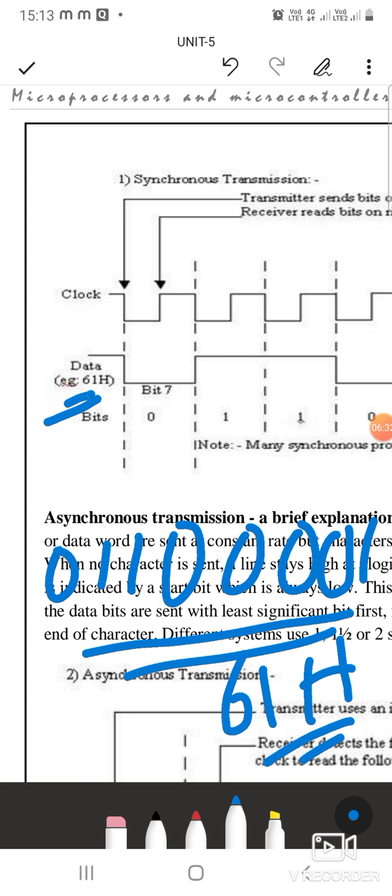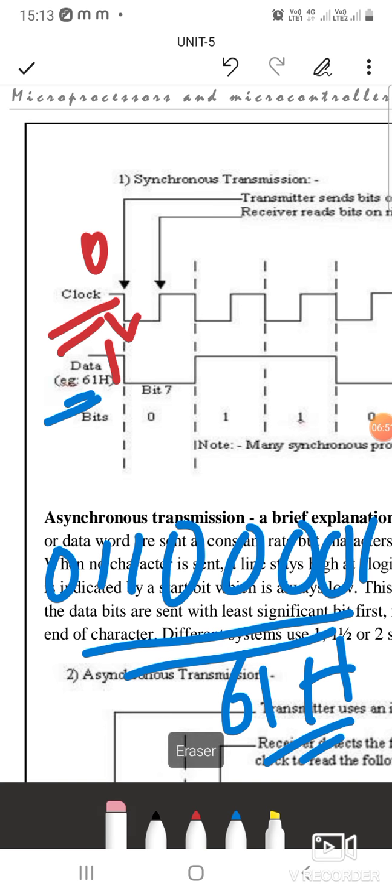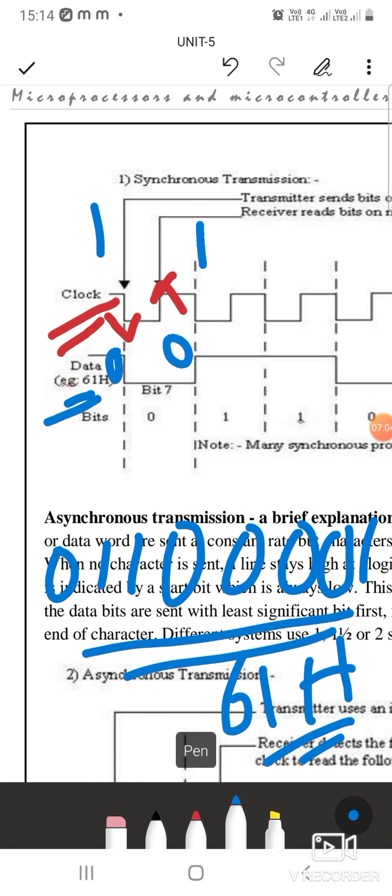Now you want to transmit these bits in synchronous transmission. When you want to transmit these bits in synchronous transmission, you need to use the clock signal. The clock will have a rising edge as well as a falling edge. The falling edge is always from 1 to 0, and the rising edge is always from 0 to 1.